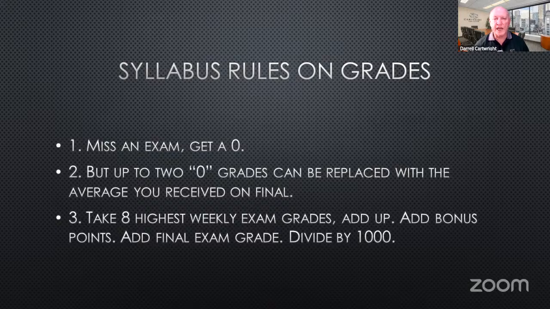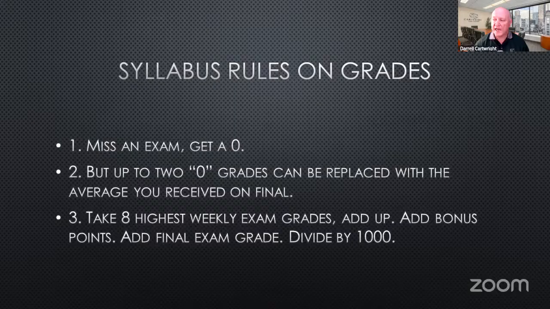Or another way to look at it is, if you have 900 points after you finish the addition, you don't even have to divide. You've got an A. If you've got 800 points but less than 900, you've got a B. If you've got 700 points but less than 800, you've got a C. Got 600 but less than 700, you've got a D. If you got less than 600, then you fail the class. So you don't even have to reach the division, but if you want to figure out what your percentage grade is, you can by dividing it by 1,000.